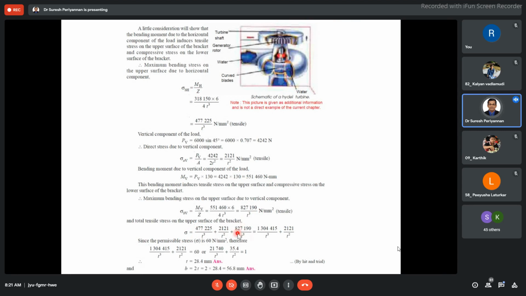Now substituting all these, you get an equation. We know our standard permissible limit is 60 megapascal. Equating this equation with 60 megapascal, we are able to find our dimension T, the thickness of the bracket.